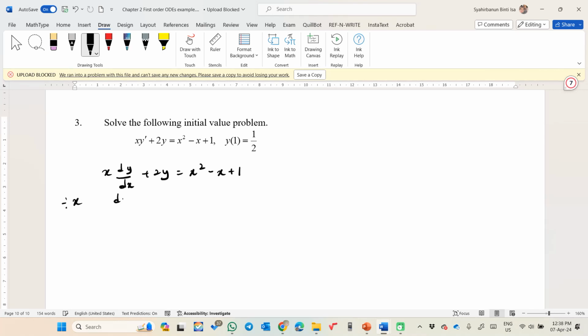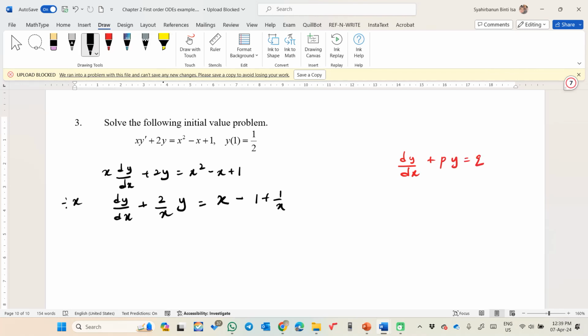So dy over dx plus, okay, so we have 2 here, so 2 over x, y, equal. Divide each term by x, so x squared divided by x is x, minus x divided by x is 1, and 1 divided by x, plus 1 over x. Then we have the form dy over dx plus py equal q.